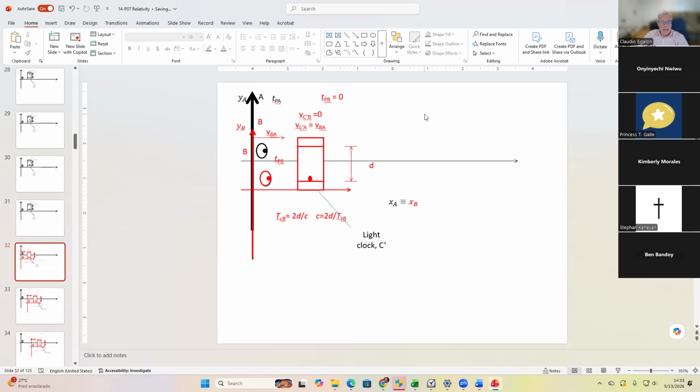So how do we calculate that? We use Einstein's second postulate, okay? So we are going to play a movie so you can understand how this light clock works, how we can use this light clock to find the phenomenon of time dilation.